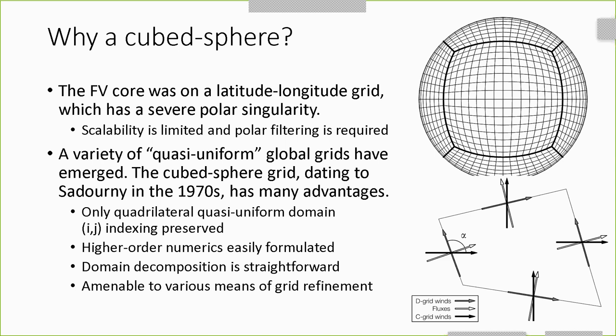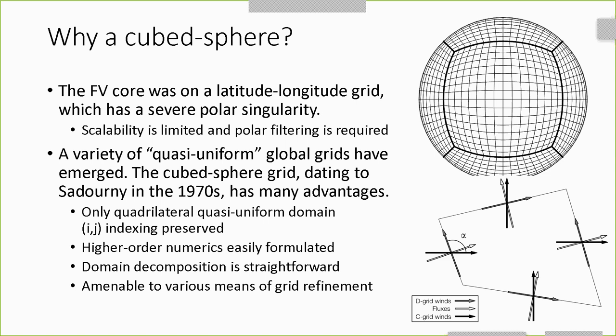Why do polar filters limit scaling? Okay, so a polar filter means you're applying an operation to an entire latitude band. That means that if you were to spread that latitude band around a bunch of different processors, every time you wanted to do that, you'd have to gather data from all those processors. Without that, it's essentially the same as doing a local operation. When you go to something like the cubed sphere or the icosahedral grid, you don't even need to apply a polar filter. You don't need to do that global operation.